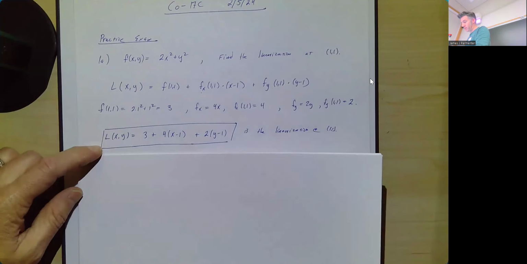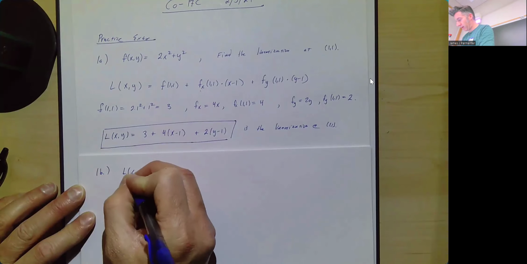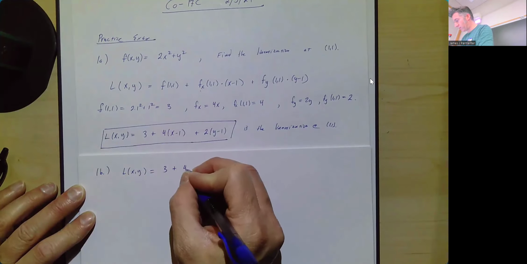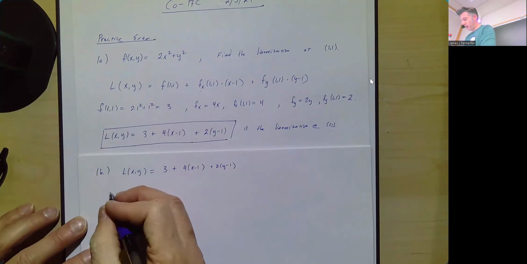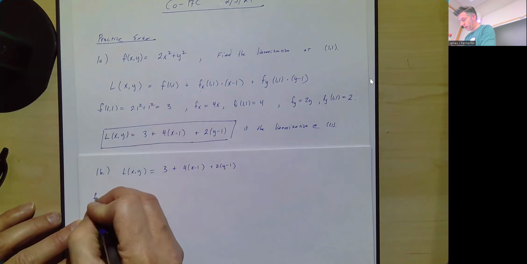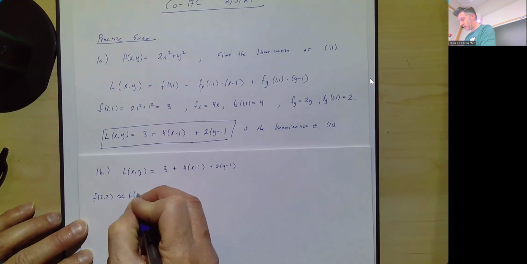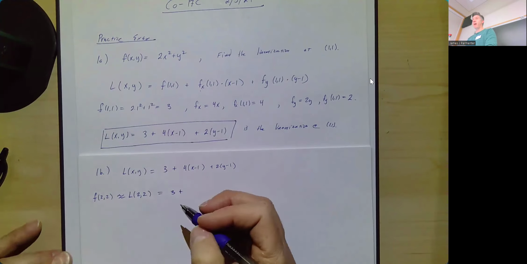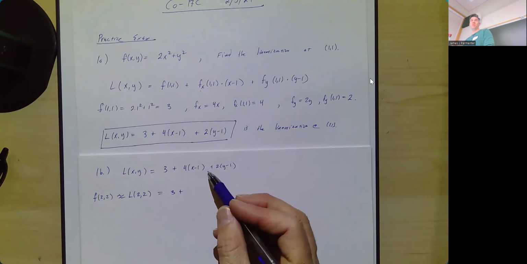So we're going to write down our same linearization here. I probably wouldn't even write it down again, but oh well. So our linearization is 3 plus 4 times x minus 1 plus 2 times y minus 1. And now if we plug in 2 to approximate f of 2, f of 2 is approximately L of 2, which is 3 plus, at this point, I might just write 4 plus 2, because I can see that 2 minus 1 is 1 times 4.